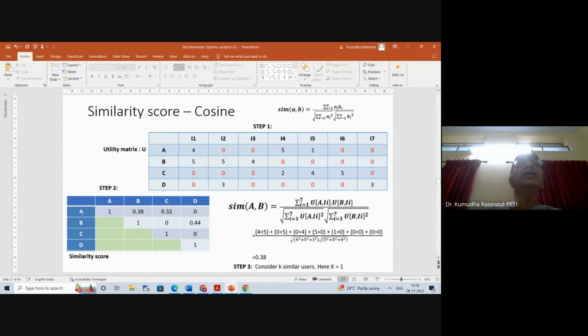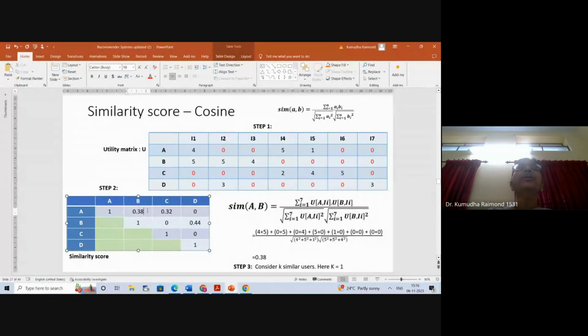You can see here the similarity between A and B based on these particular items is 0.38, whereas your diagonal is all equal to 1, because it is based on the different users. I'm comparing A with A, B with B, C with C, and D with D. So the answer is all 1. And now you can see here only B and D, the similarity seems to be a little bit bigger.